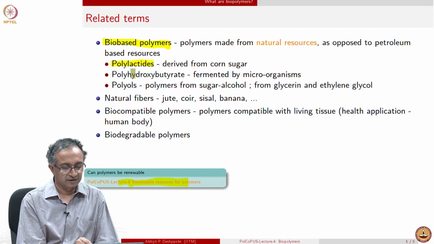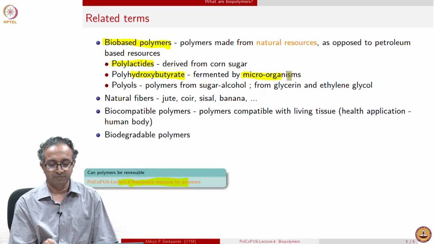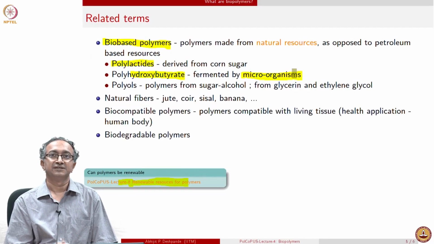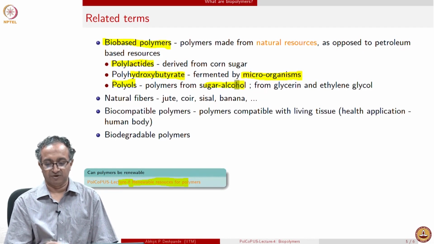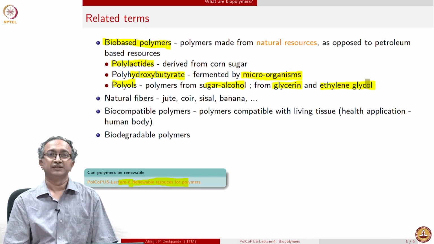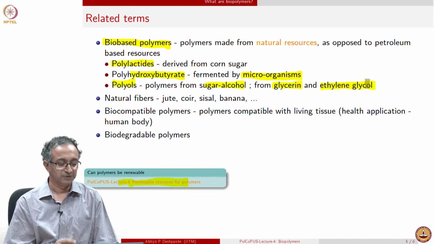We also have polyhydroxybutyrate, which is made by microorganisms, and this is another example of a bio-based polymer, or polyols, which are based on sugar alcohol. These are examples of polymers which are made from renewable resources or bio-based resources, and therefore they are called bio-based polymers.